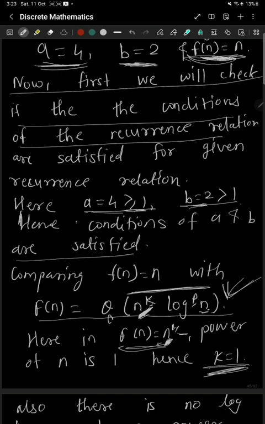It is not a power of log of n, this is not similar to this. This is different. It is log raised to p of n, it is not like log of n raised to p.